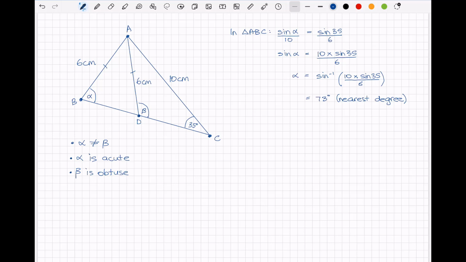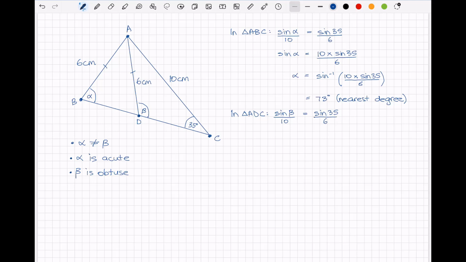Now, let's think about beta using the sine rule. So for beta, we can use triangle ADC. So I'll write, in triangle ADC, the sine of beta divided by the side opposite beta, which is 10, is equal to the sine of 35 divided by the length of the side opposite 35, which in triangle ADC is also 6.